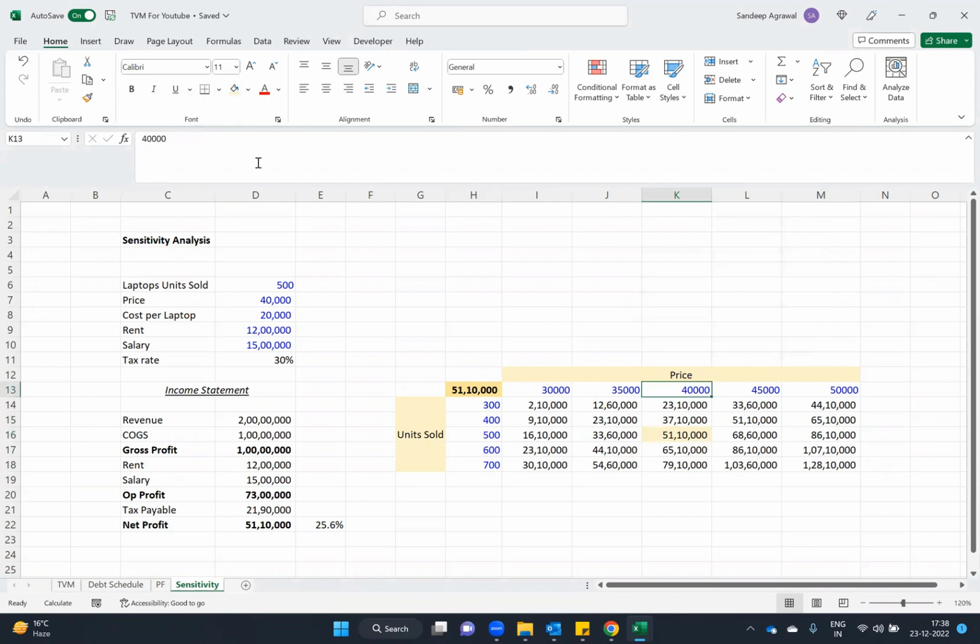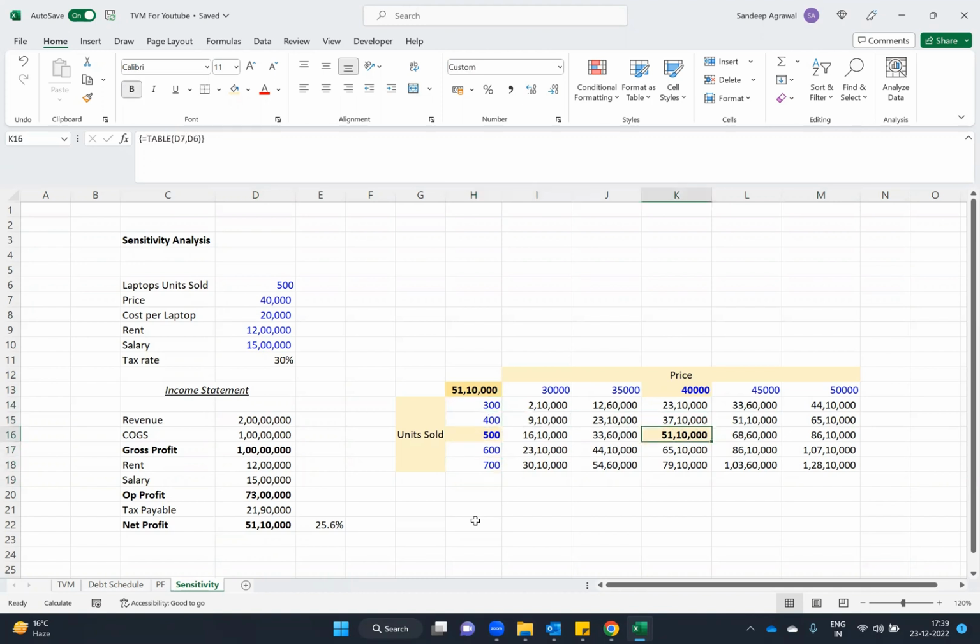So you can see, for a base case, we have 40,000 price and 500 units sold. And in that case, we got a net profit of 51 lakh 10,000. And the same number is coming here. And you can analyze that what will happen to my profit if the price increases from 40 to 50 or price decreases from 40 to 30. The same way, if the unit sold increases from 500 to 700 or it decreases from 500 to 300.